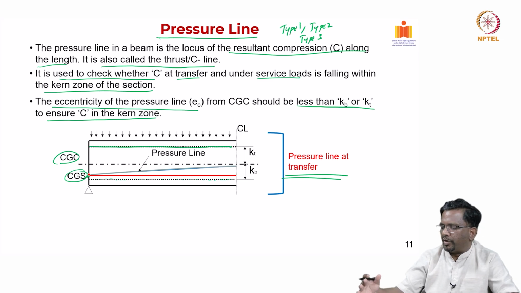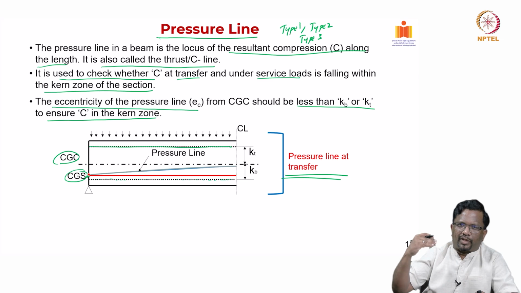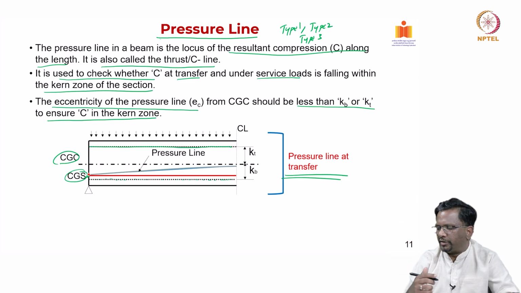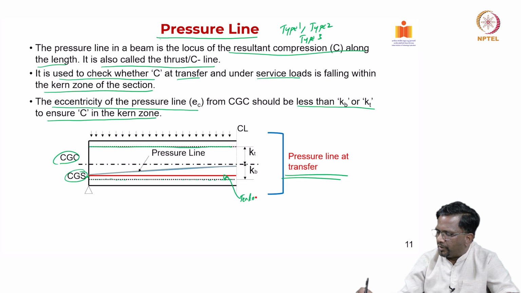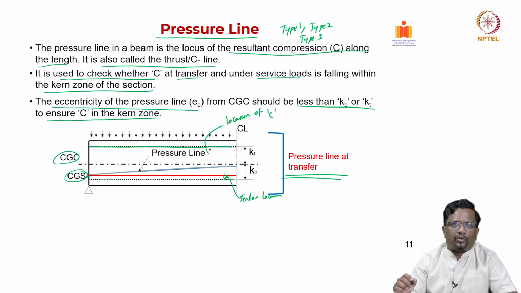However, if you go to the mid span, you see that the EC or the pressure line has moved away from the red color line, which is your CGS. This is the tendon line, the pre-stressing tendon location, and the pressure line is nothing but the location of your compression force C. That is what we are calling this light blue color line.